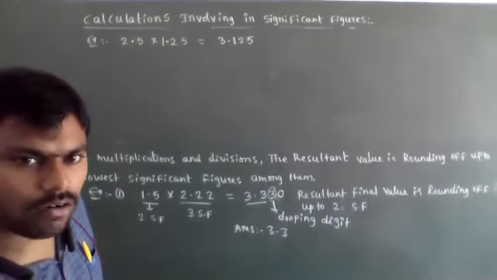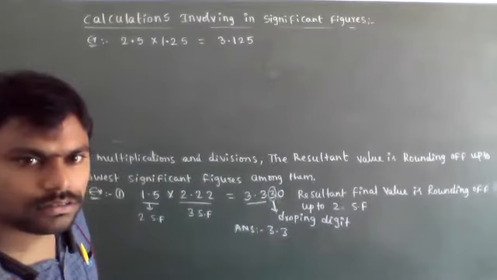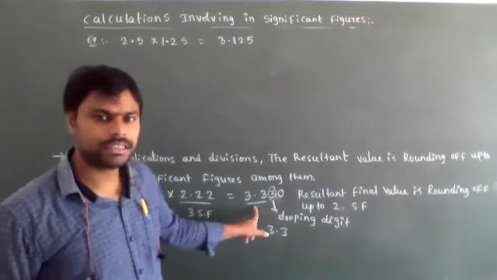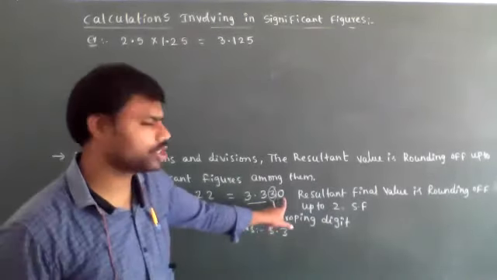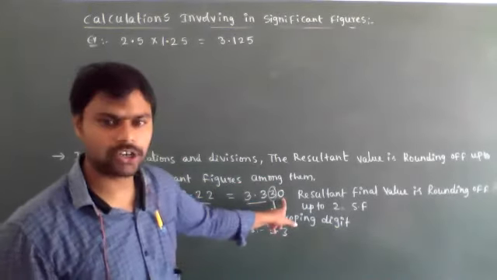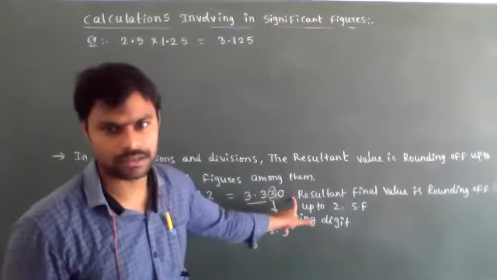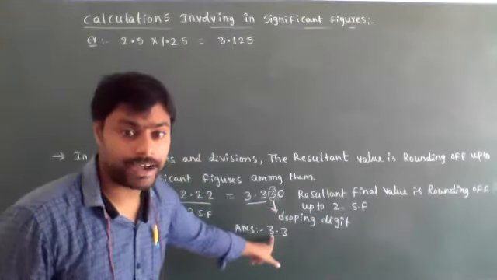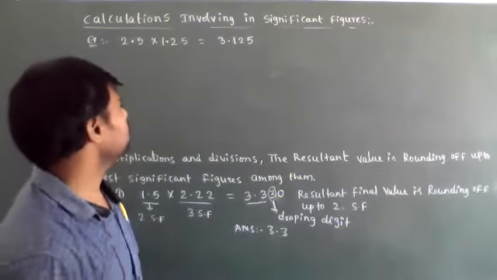So now what is the proper answer? See, in exam, 3.330 contains how many significant figures? This 0 we consider as a significant figure, because the right side 0 is present with a decimal point. That's why we consider the total. But what is the resultant value? 3.3 contains how many significant figures? 2 only.